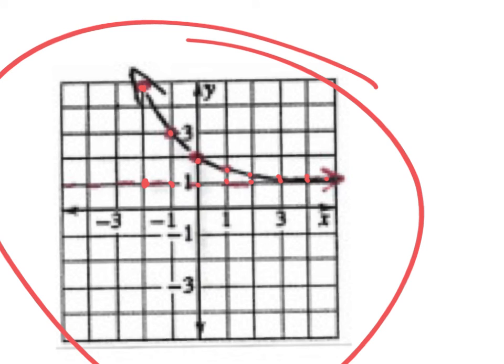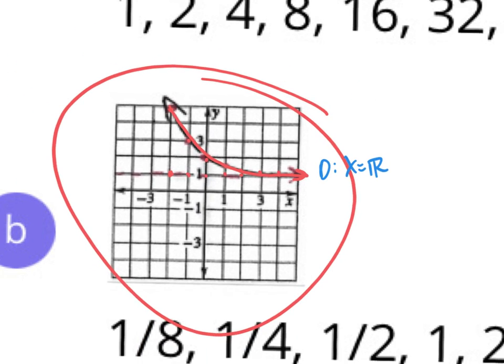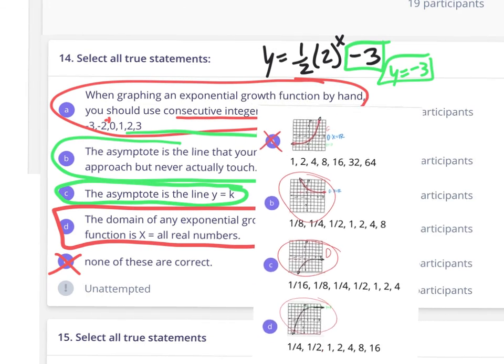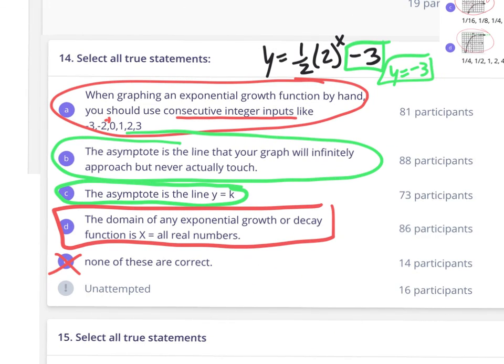From left to right, it's decaying towards the asymptote, and you can clearly see that it'll continue to the right forever, and it'll continue to the left forever. Even though it's way up there, it exists to the left as well. So it exists to the left and to the right, which means your domain is x equals all real numbers, even on decay functions. It doesn't matter if it's a growth function or a decay function, x will equal all real numbers when it comes to the domain. So that's a true statement.